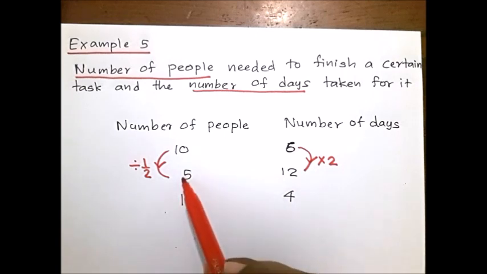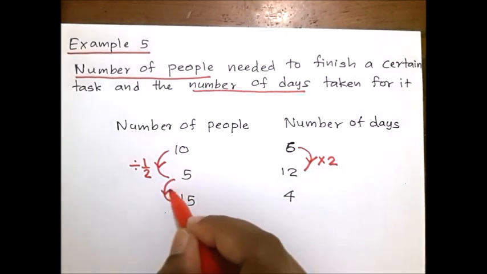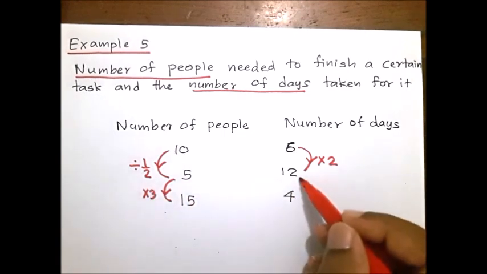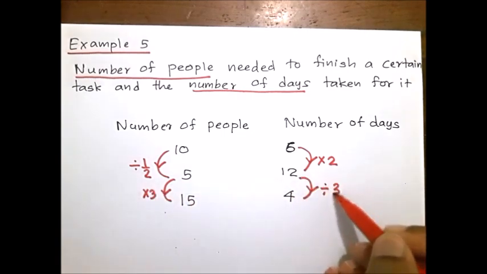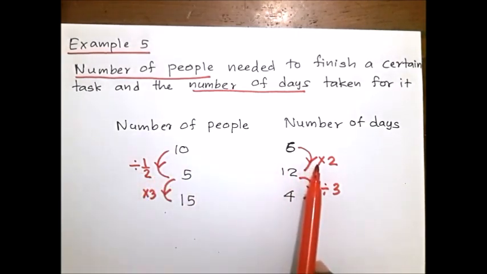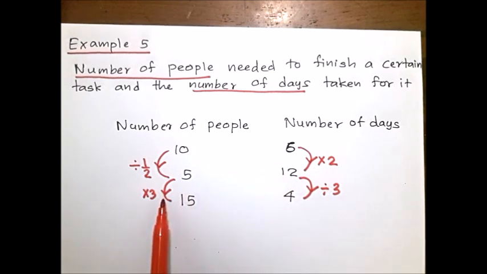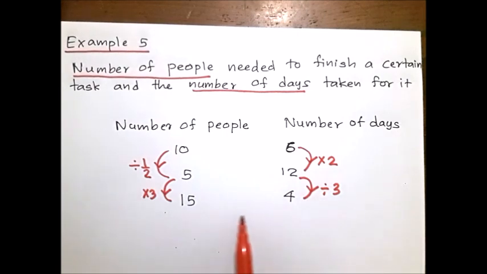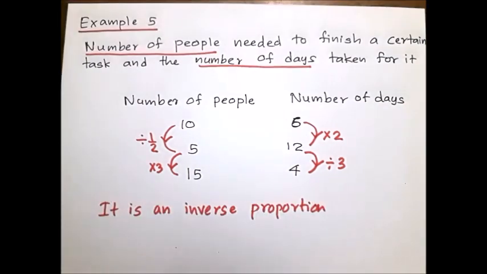Now look at this one. 5 multiplied by 3, 15. And 12 divided by 3, 4. Here, if one quantity decreases, the other quantity increases. If one quantity increases, the other quantity decreases. So this is not a direct proportion. We call this an inverse proportion. We will learn about inverse proportion in grade 10. In grade 9, we study only direct proportion.